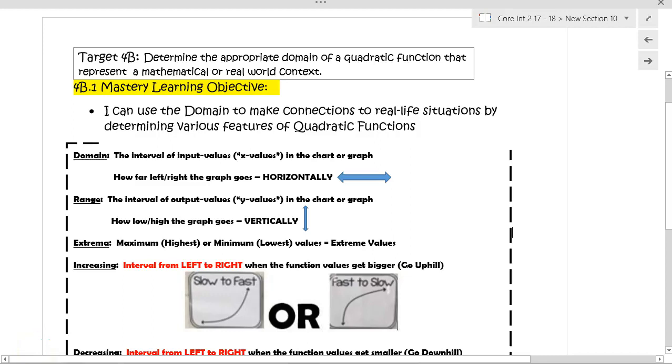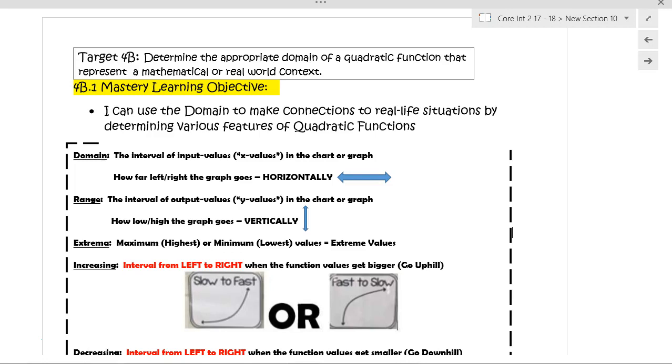Alright guys, we are now looking at target 4B, which is determine the appropriate domain of a quadratic function that represents a mathematical or real-world concept. Before, we were looking mostly at vertex, x-intercept, and y-intercept. Now we're going to be looking at domain, increasing, and decreasing, going back to things we already talked about in KC2, but now looking at them in a real-world situation.